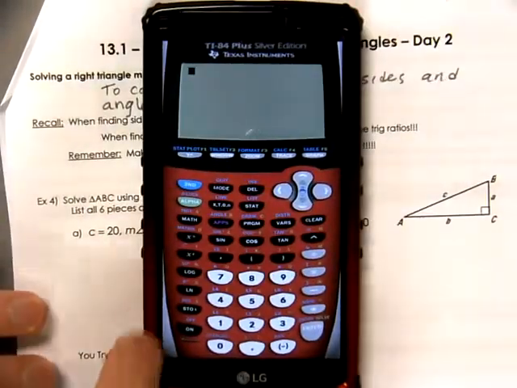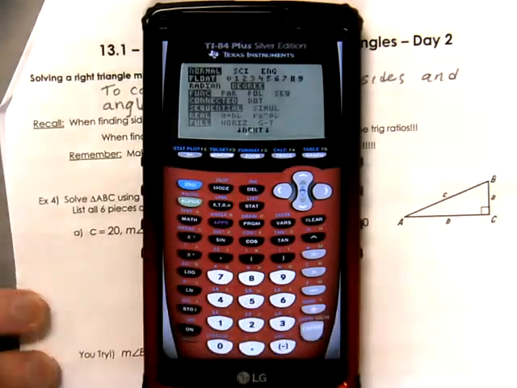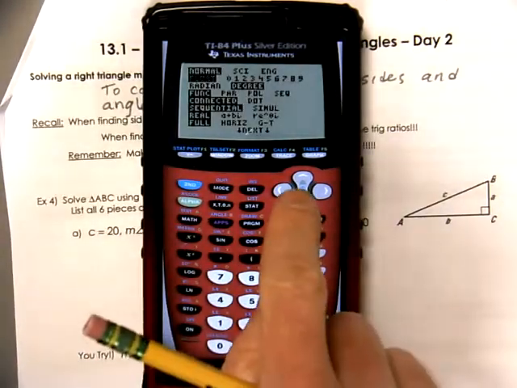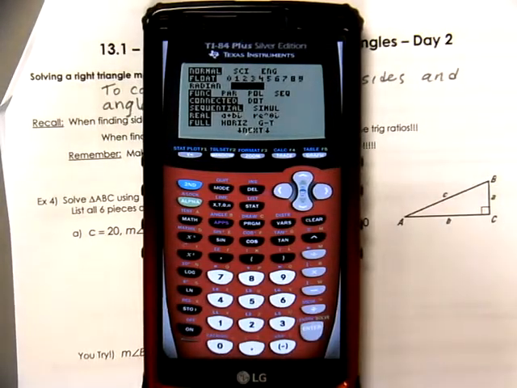So with our graphing calculator, here's mode. It's above the 7 near the top. You would need to scroll down. Radian is one version. We'll learn about that some more later. And degree. You would hit enter to make it stay on degree.